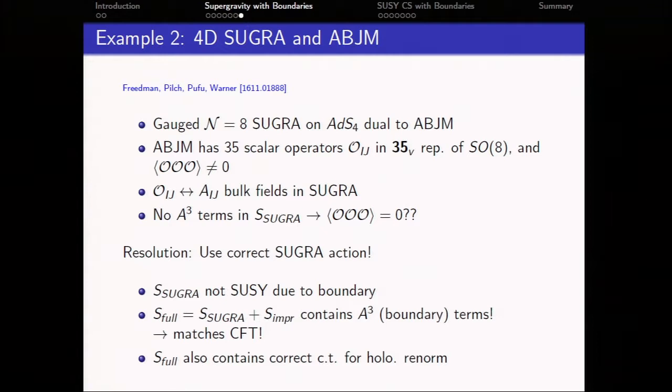Good. So this example and the previous examples were to try to convince you that this technical tool, to look at supergravity with boundaries and to impose supersymmetry on my action, is a nice tool and will give me some non-trivial results. Now, what I want to move on to is supersymmetric Chern-Simons theories when we have boundaries.